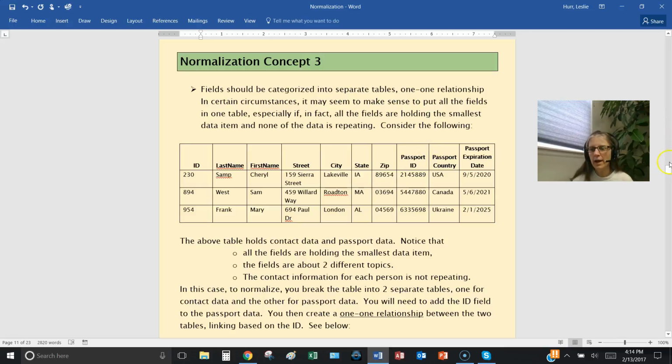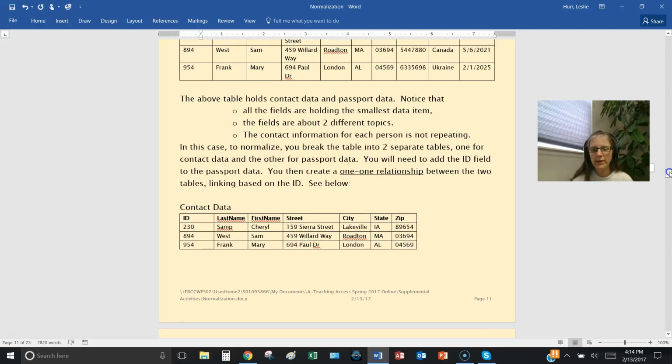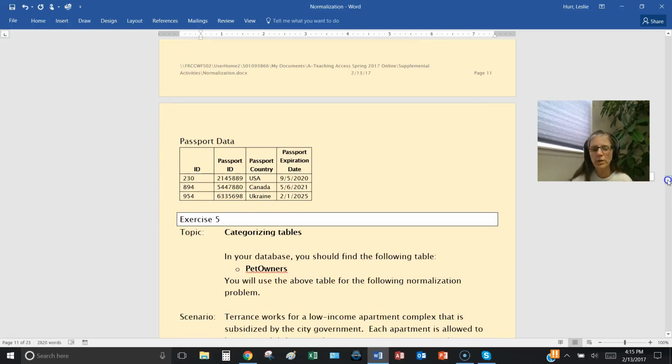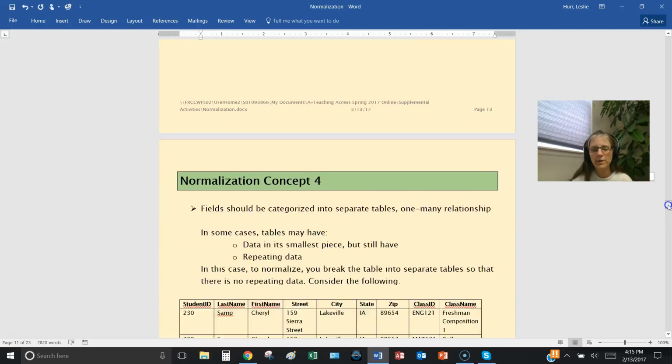So what we can do then is bring it down here. We have contact data there and passport data there. Okay. And we link them together with the ID. Okay. So I think that one thing that you want to understand is that in this case, we have a one-to-one relationship. And all we're doing is just categorizing the data into separate tables just for organization purposes. Some people are like, well, why can't we put it all in one? I suppose you could, but the more fields that are in a table, sometimes the more cumbersome it can become and difficult to work with. So there are two examples.